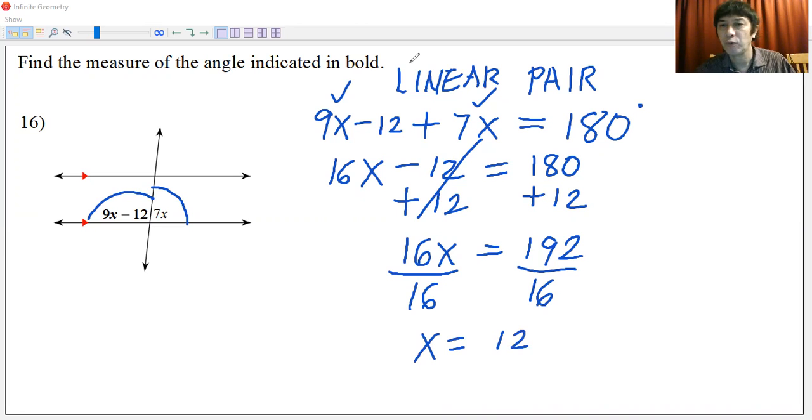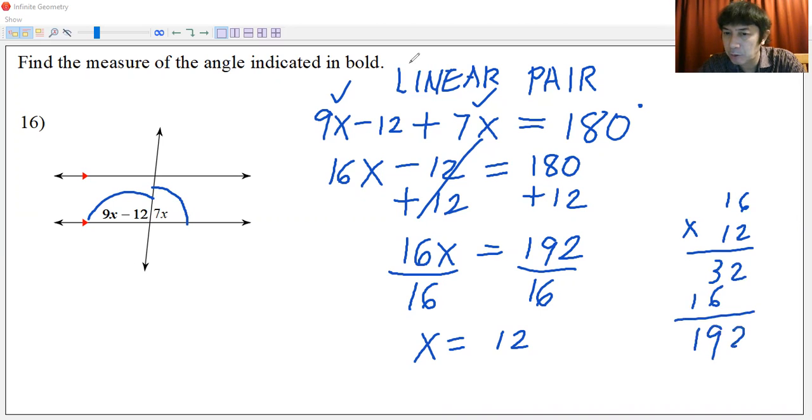19 by 16, we have 1, and then the difference is 3, bring down 2. 32 divided by 16, that's 2. We can verify that. 12 times 16 must be 192. 16 times 12, let's see if it's correct. 2 times 16 is 32. We have 6. We're doing multiplication here. 192. Yes, it's correct. That means x equals 12. I verified it by multiplication.